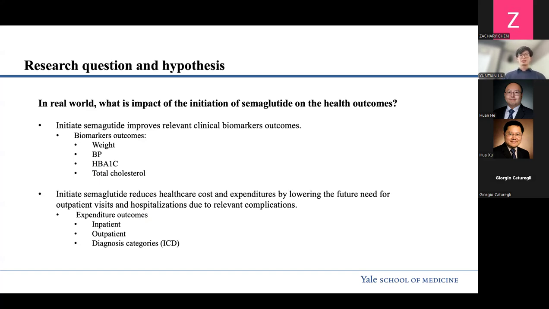The second hypothesis is that the initiation of semaglutide actually reduces health cost expenditure by lowering the future need for hospitalization or the need for utilization of healthcare. And we also stratify those expenditure outcomes by visit type, inpatient, outpatient, and diagnosis code.